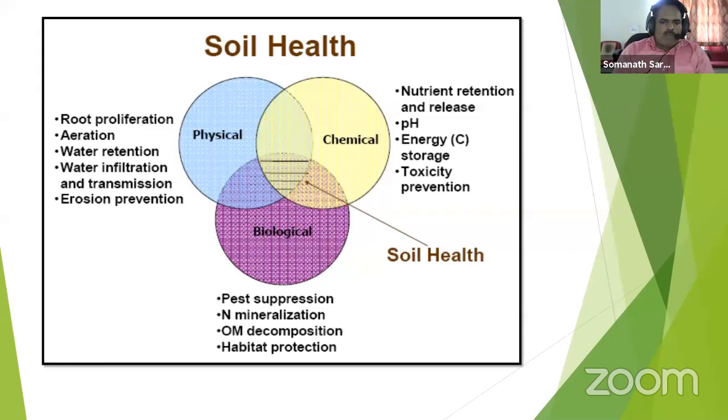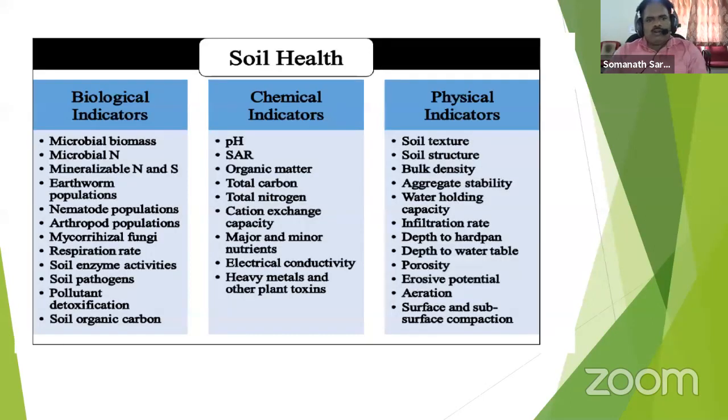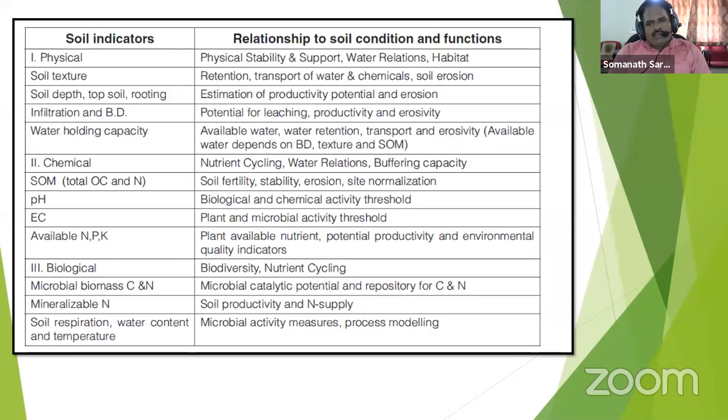Then biological properties such as pest suppression, nitrogen mineralization, organic matter decomposition, and habitat protection are the most important biological properties affecting soil health. These are some indicators, biological indicators, chemical indicators, and physical indicators, or the properties of the soils which govern the soil health, or which build up the soil health. In biological properties, the microbial biomass and microbial nitrogen are some indicators which should be considered while studying soil health. These are some soil indicators and their direct relation to the soil condition and their functioning.